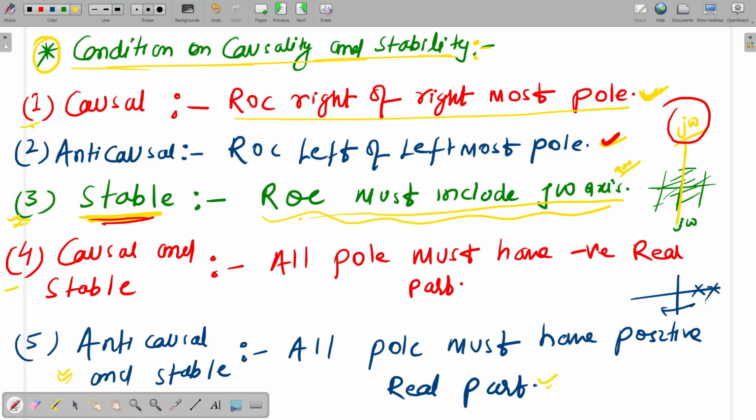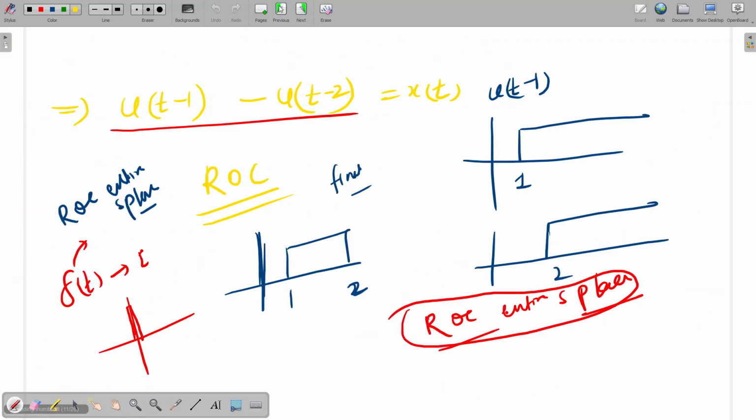Is it clear? Clear, I think. Yes, sir. So this we have to memorize. These three I will share.